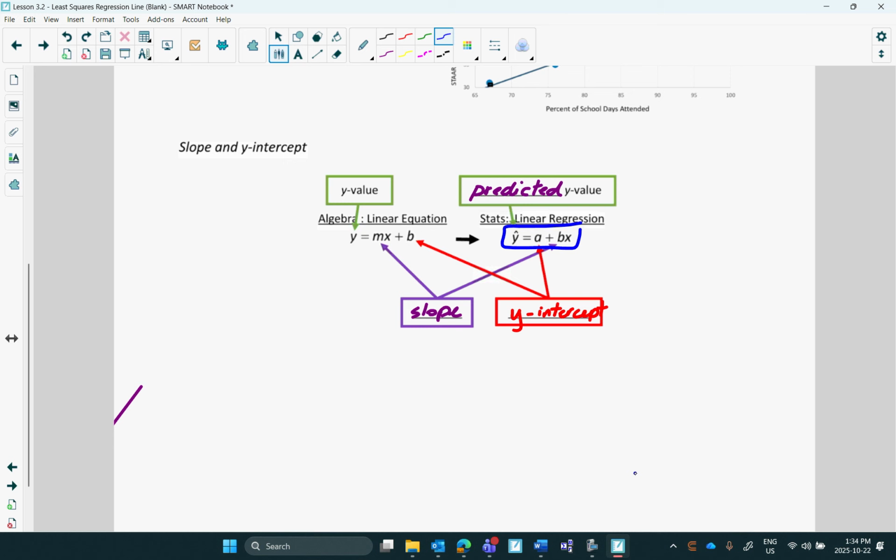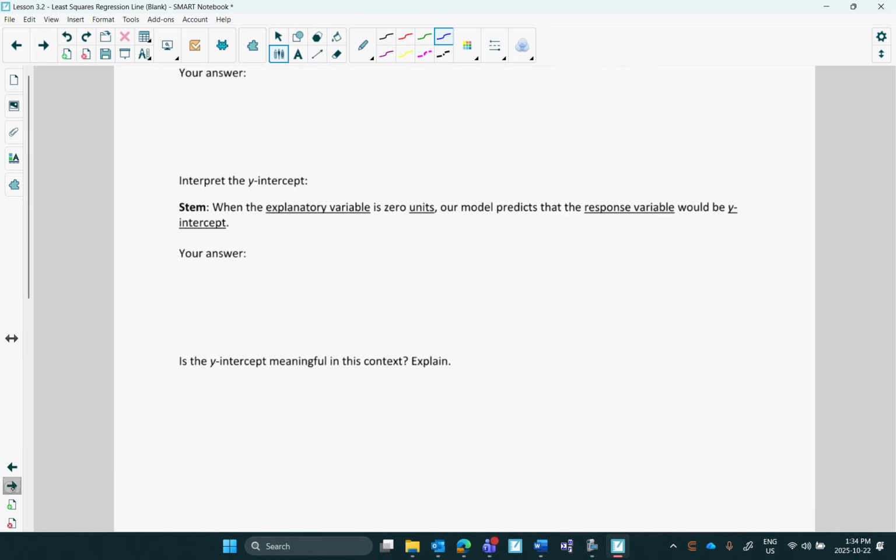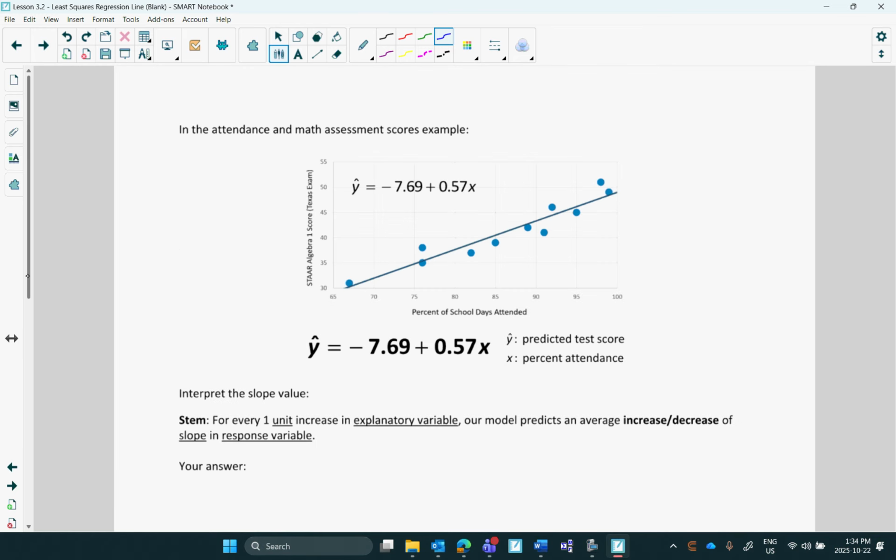Okay? So y hat equals a plus bx, where y hat is the predicted y value, a is the y-intercept, b is the slope, x is whatever the x value is. So going back to our example, if we find the lowest sum of the squared residuals, we will get a line that looks like this. Once we get that line, we can find its equation, and it will be this. Okay?